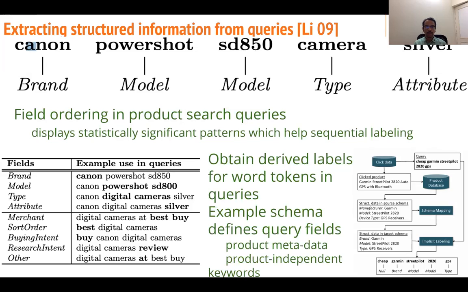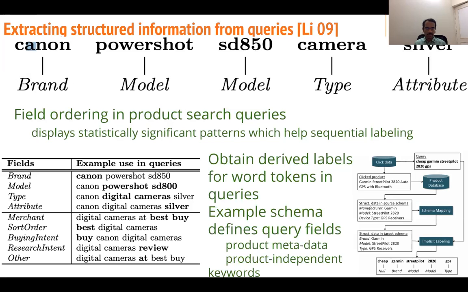understanding. Domain independent field ordering in product search queries displays statistically significant patterns which help sequential labeling, like brand and model come together, things like that. So domain dependent lexicons that enumerate possible values for each field can be constructed, but ambiguous.